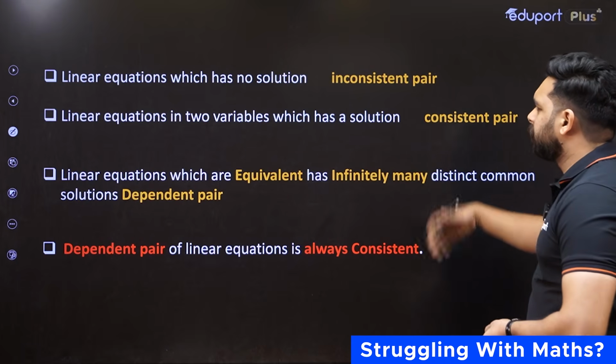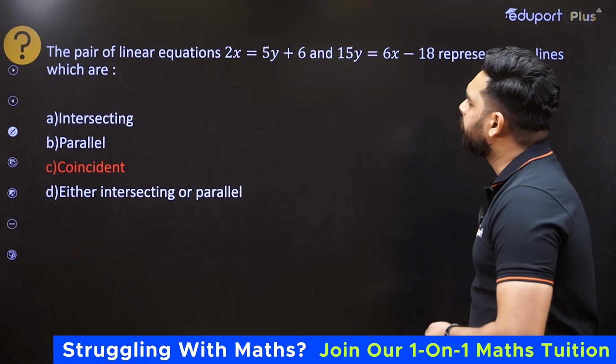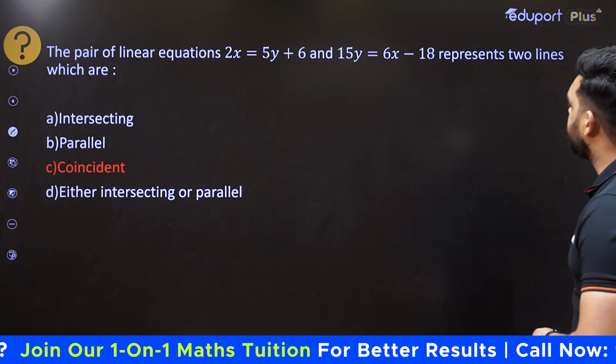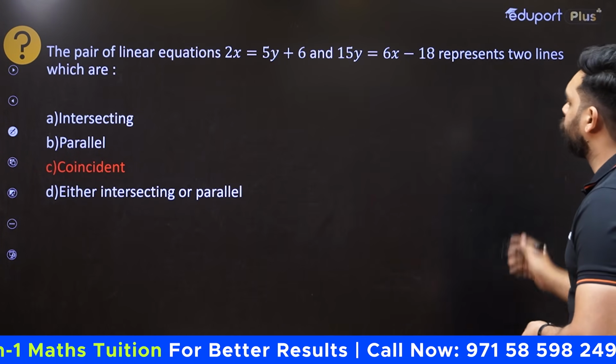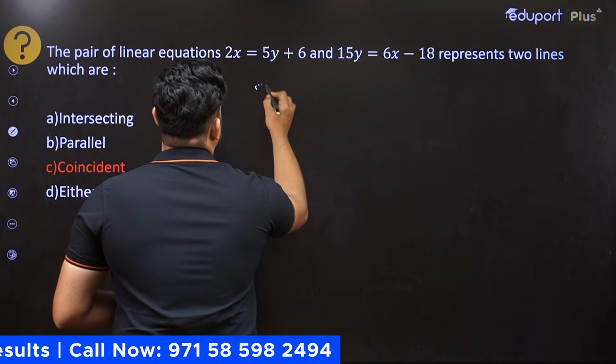This is just the written text of this. Just read it and skip it. The pair of linear equations 2x is equal to 5y plus 6 and 5y is equal to 6x minus 18 represents two lines. Which are they? So from here you have to just check the lines.